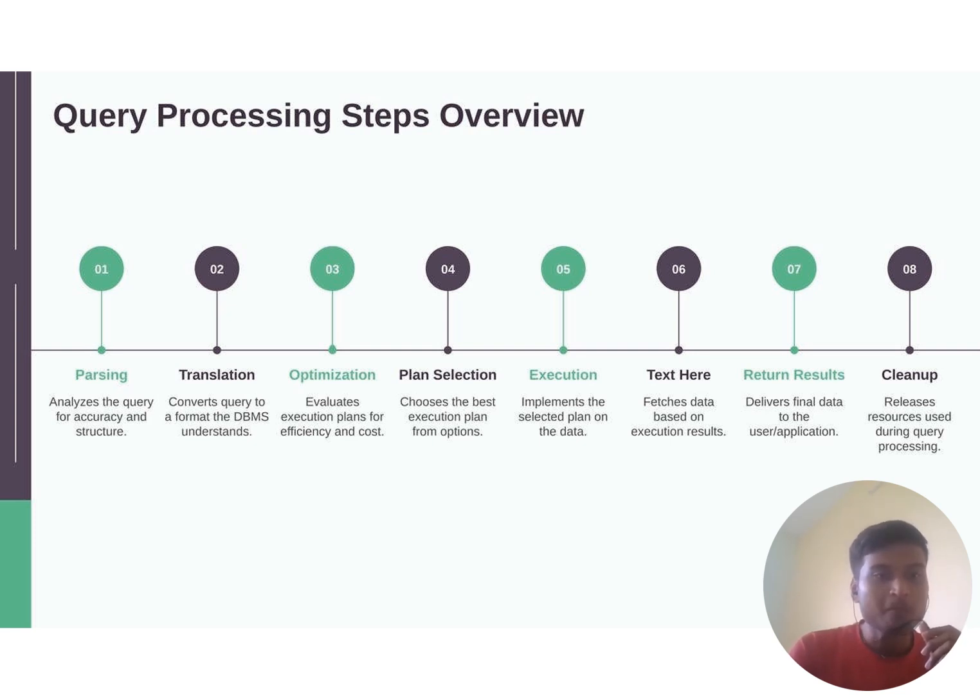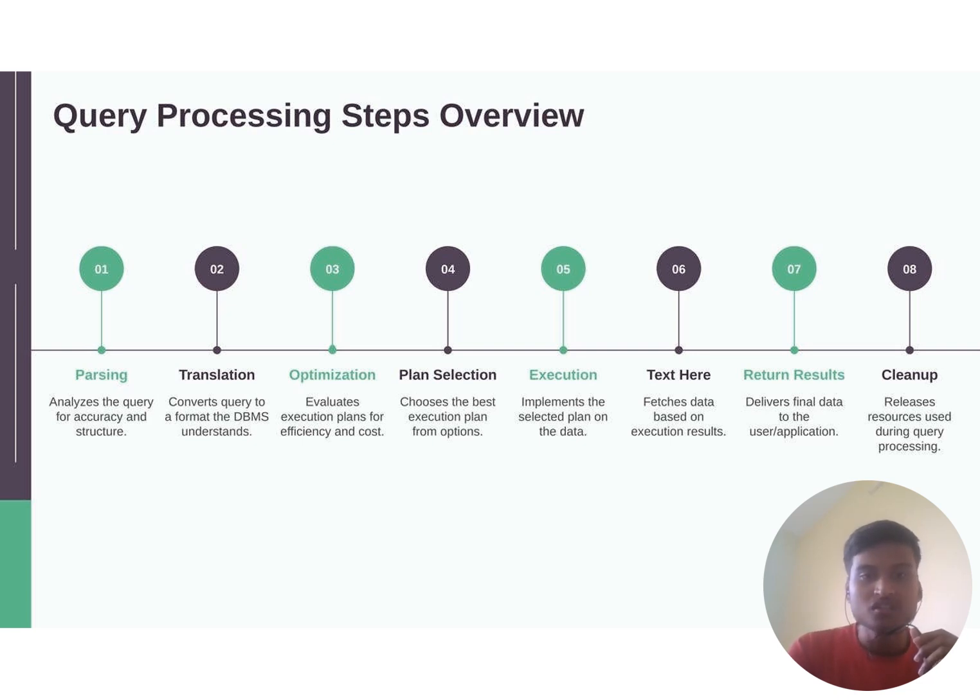So first one is the parsing, that is analyzing the query for accuracy and structure. The next is the translation, that is converting the query to a format the DBMS understands. The next is the optimization, that is evaluation of the execution plans for efficiency and cost. The next is the plan selection, which chooses the best execution plan from the options.